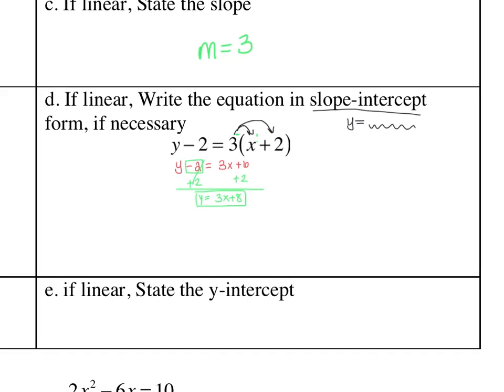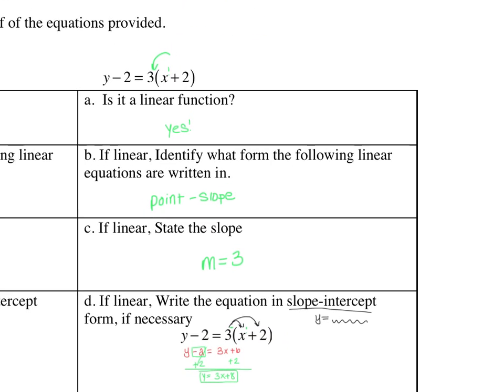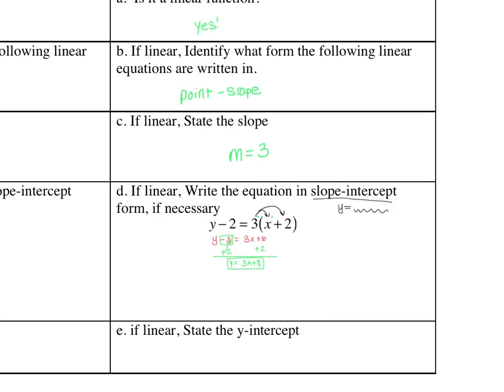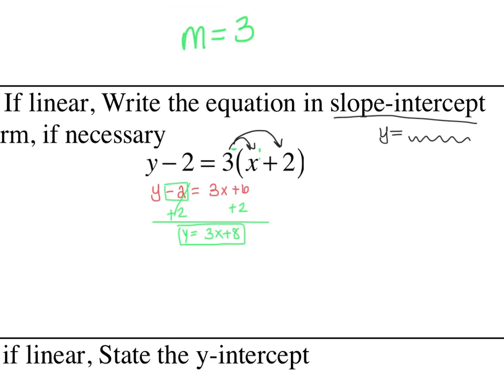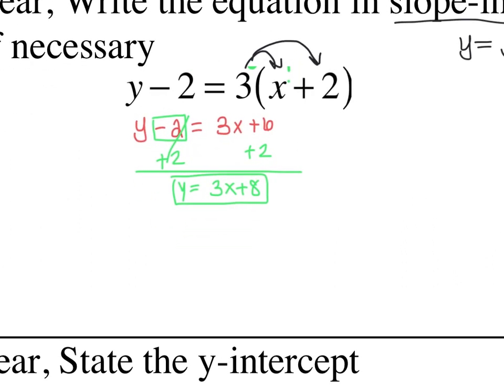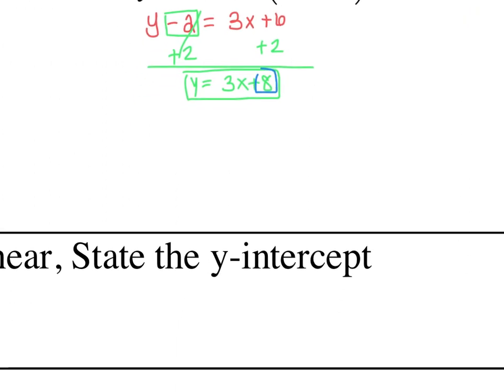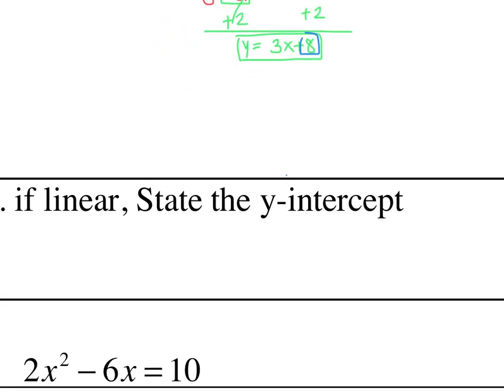Now, if it's linear, state the y-intercept. Well, if I look in point slope form, I can't really find out what my y-intercept is by looking at the original equation. So I'm going to have to look at the equation I just constructed. So if I look at this equation, my number hanging out by itself is the 8. So I can say that my y-intercept is 8.